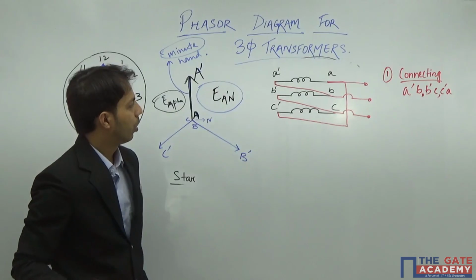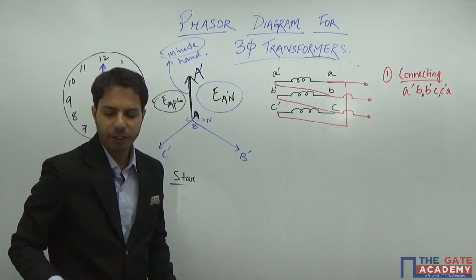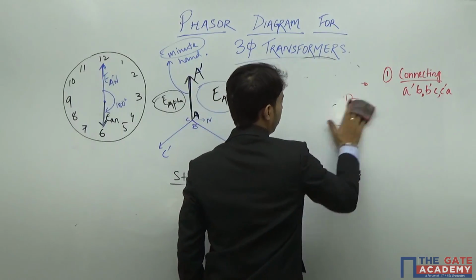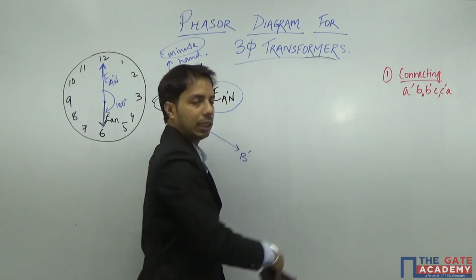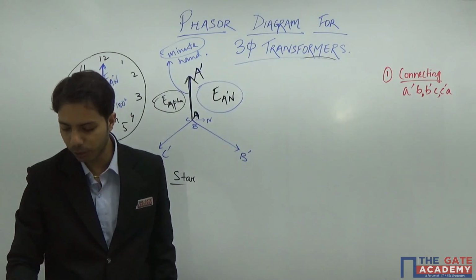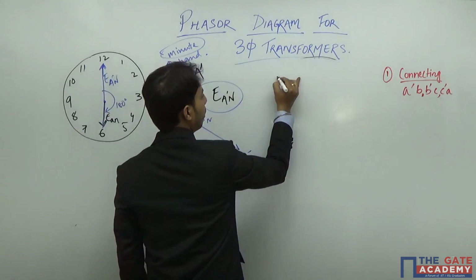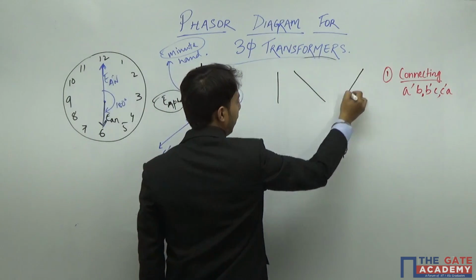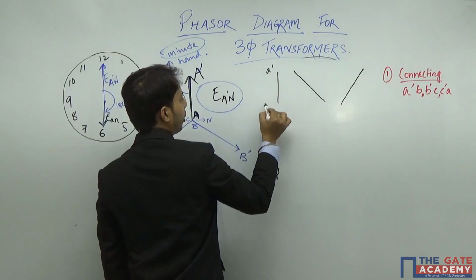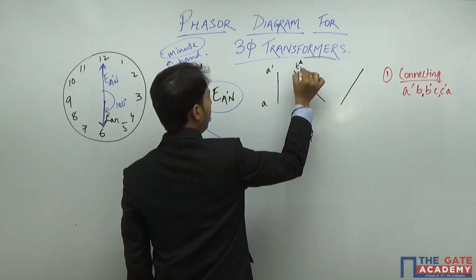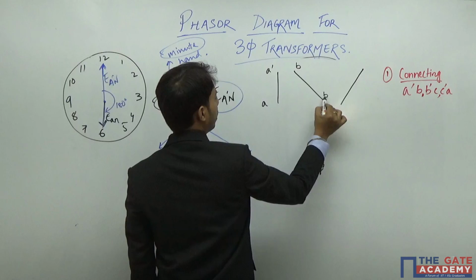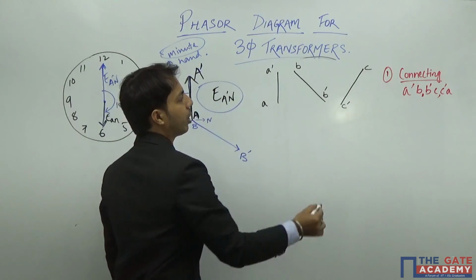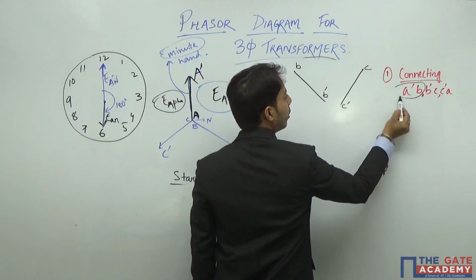Now, how can I show it in phasors? Let me draw the phasor now. Again, similar concept: my secondary phasors will be in this way, which will not have any change. That means this is my A dash A, this is my B, B dash, and this is my C dash C. Now what I am saying is I am connecting A dash to B.